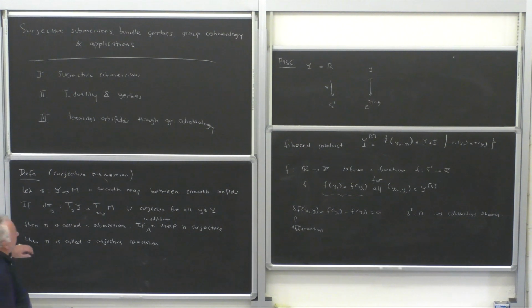Okay, so I don't know what notation people use for the differential of a map. Sometimes books use the notation pi star. And I might mix up the notation, so please ask if you don't know.